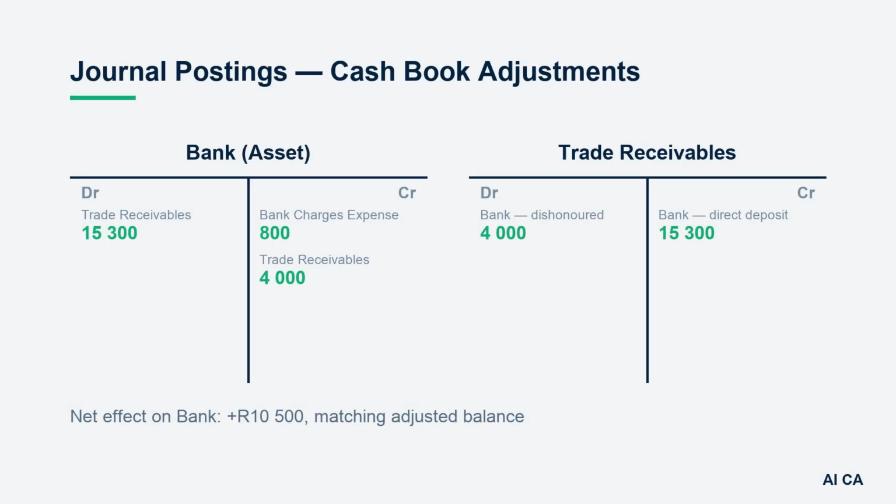The cash book adjustments must be journalized before the financial statements are finalized. The direct deposit is a debit to bank and a credit to trade receivables. Bank charges are an expense. Debit bank charges, credit bank. The dishonoured cheque reverses the original receipt. Debit trade receivables, credit bank. Each entry is straightforward, but all three must be posted before close.